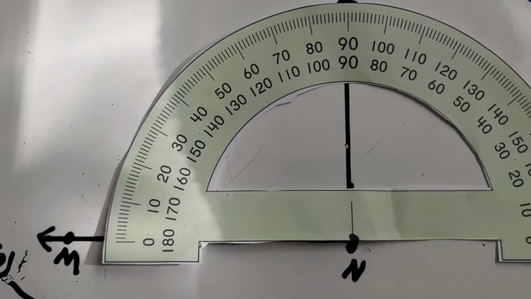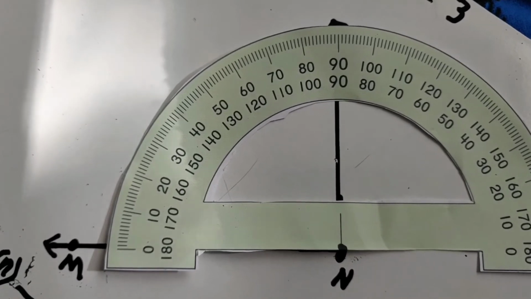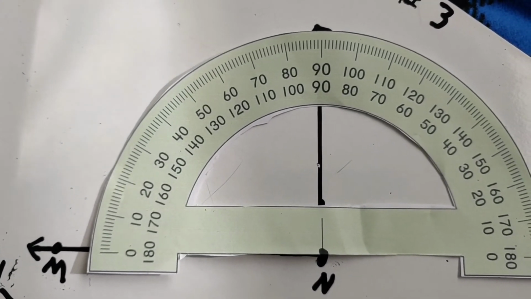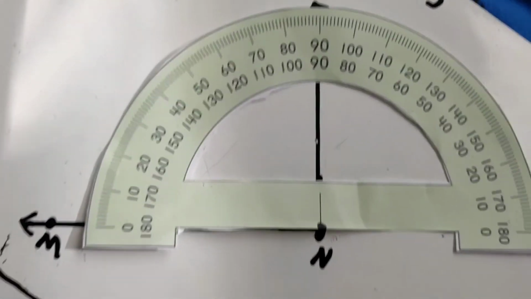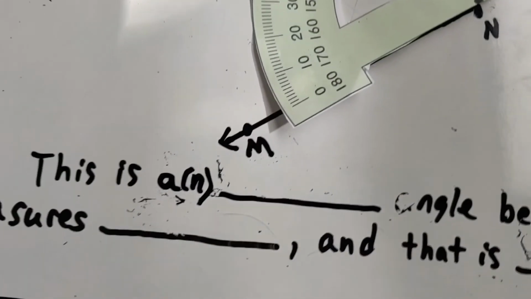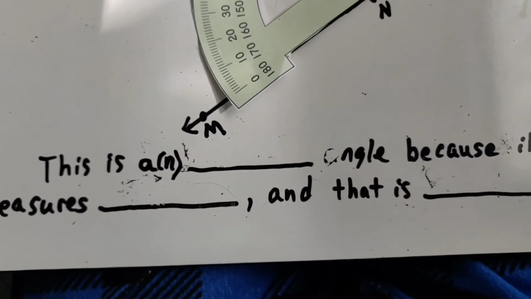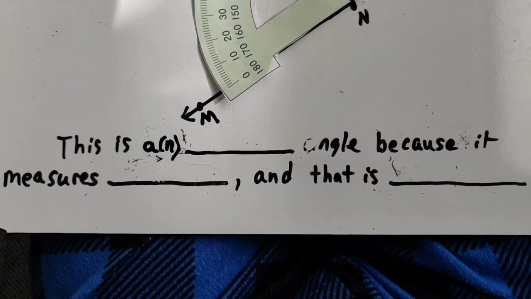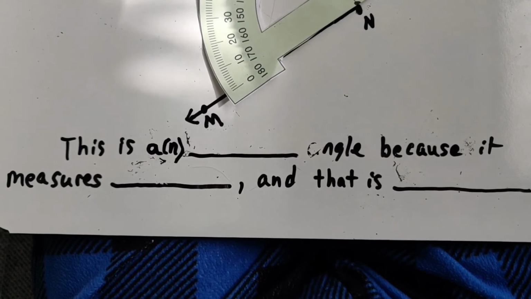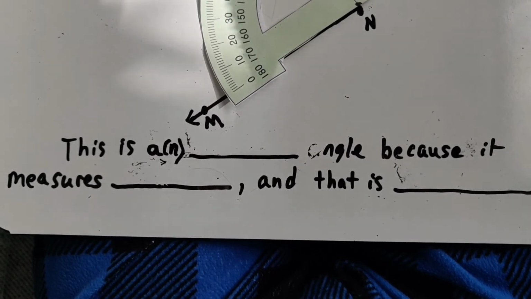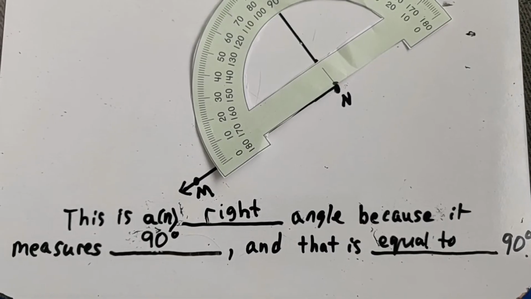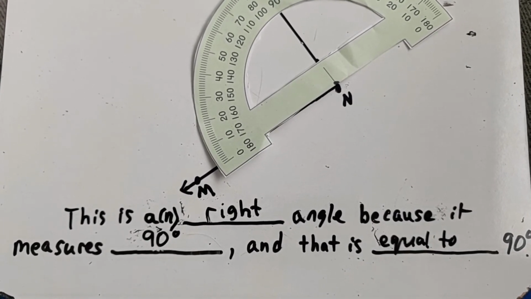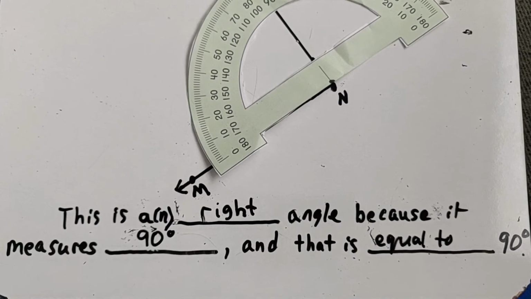So how many degrees? Is it acute, right, or obtuse, and how do you know? Go ahead and pause the video. You can fill in this sentence frame. So I wrote that this is a right angle because it measures 90 degrees, and that's equal to 90 degrees.